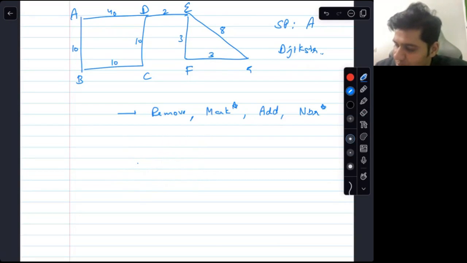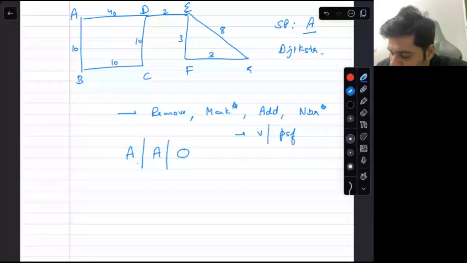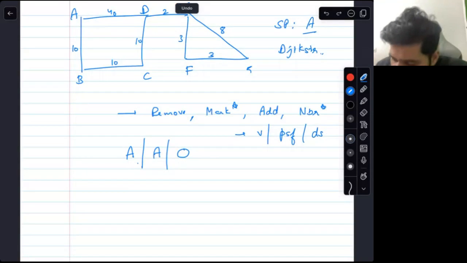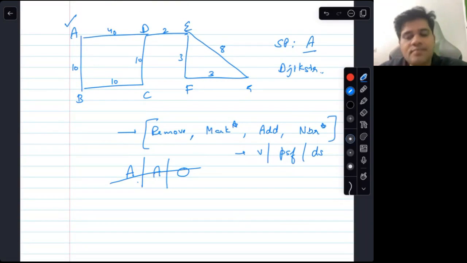So we add the starting point and we say that for the starting point the path is the starting point itself, and of course because we have not traveled so far, the distance covered so far is 0. Distance so far, so I would write that also. Vertex, path so far, distance so far. Now I would apply this algorithm. Remove, all right. Mark A. Add the neighbors. Remove, mark, add neighbors. So neighbors of A are B and D.